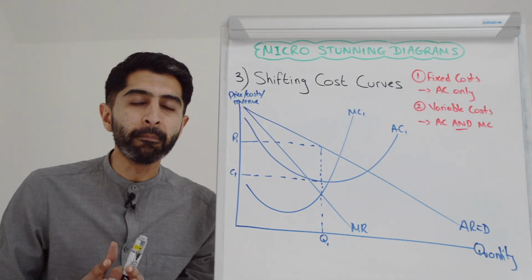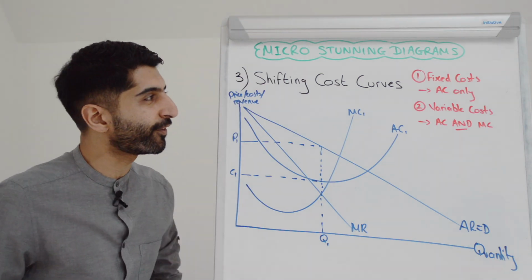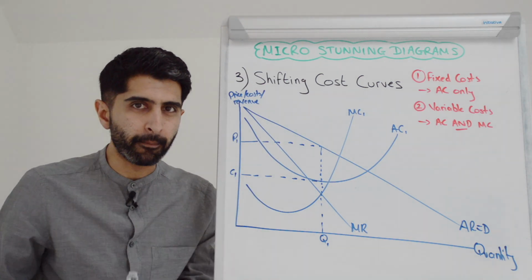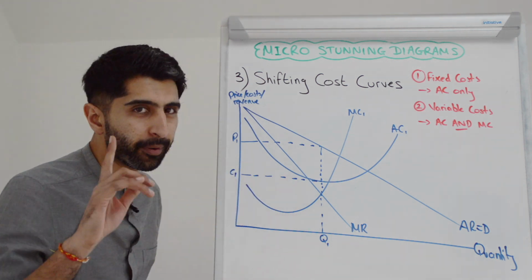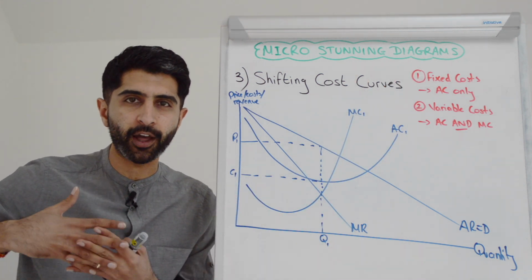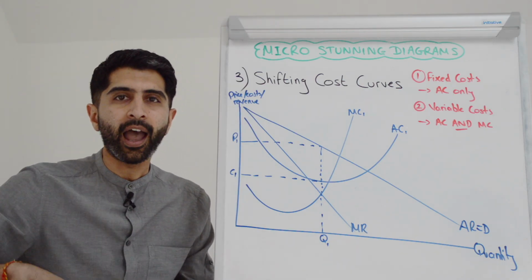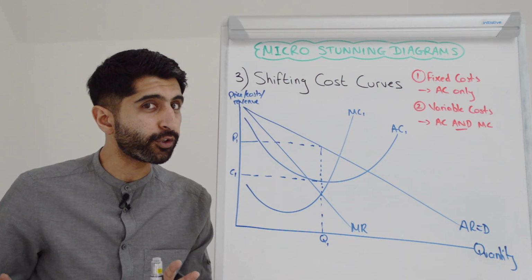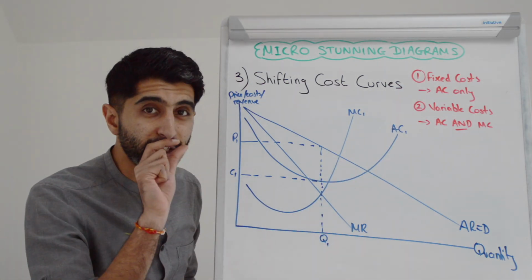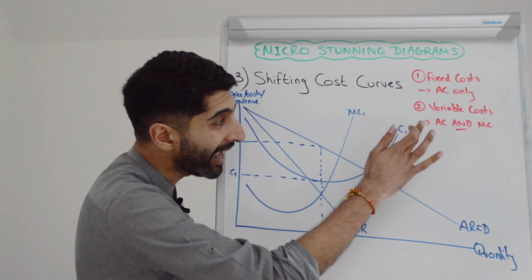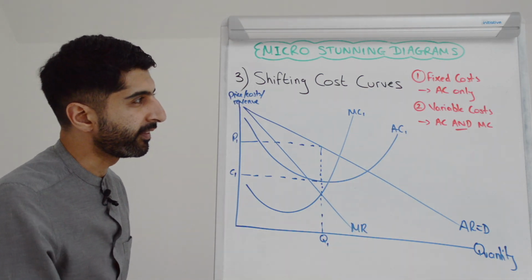Next is something you must know and something you must be able to do, and that is shifting your cost curves with a business diagram or a market structures related diagram. But know that if fixed costs change, it's only the AC curve that will shift, either up or down, and that is because the rate of change of costs will not change. So MC won't change in that situation, whereas a change in variable costs will affect the rate of change of cost. So you shift AC and you shift MC in that situation.